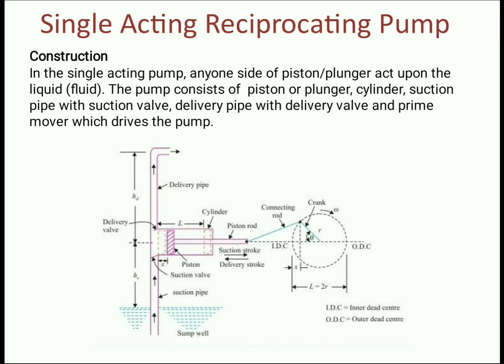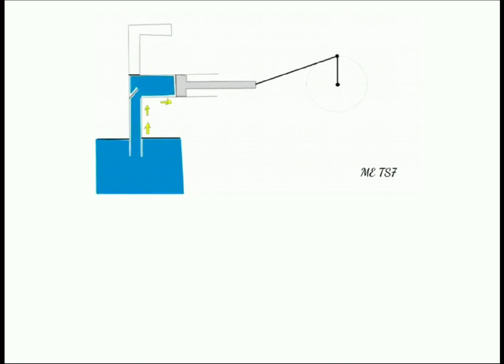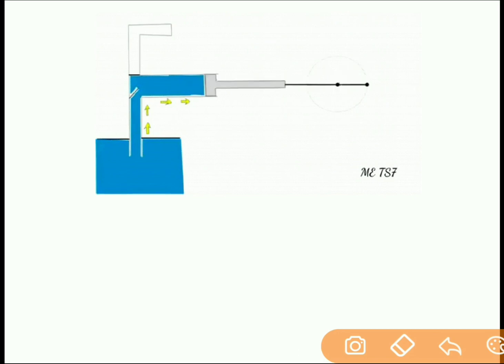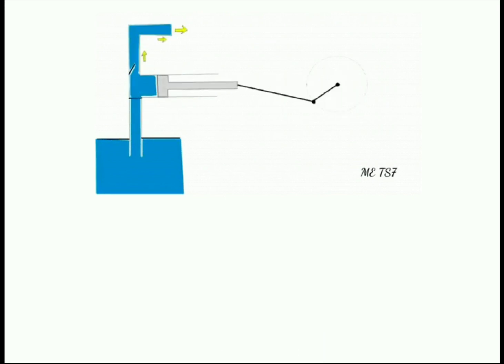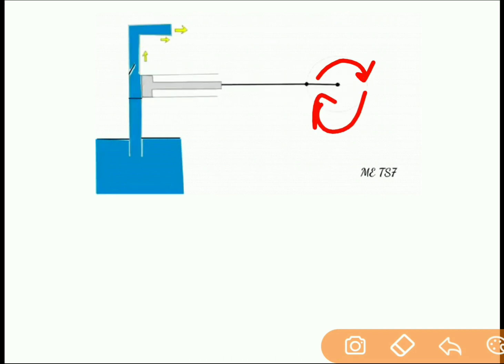Now let us understand single acting reciprocating pump through the animation. You can observe the animation given over here. In this case, the suction valve is open and liquid is transferred to the cylinder. As the crank rotates, the pressure increases inside the cylinder and the pressurized liquid is transferred to the delivery pipe. You can follow the arrow given in the animation. For the half revolution of the crank, suction will take place, and for the other half revolution of the crank, discharge will take place.